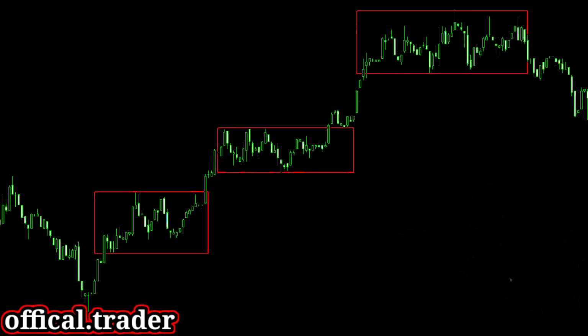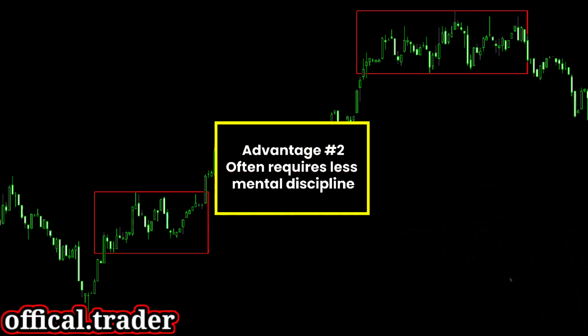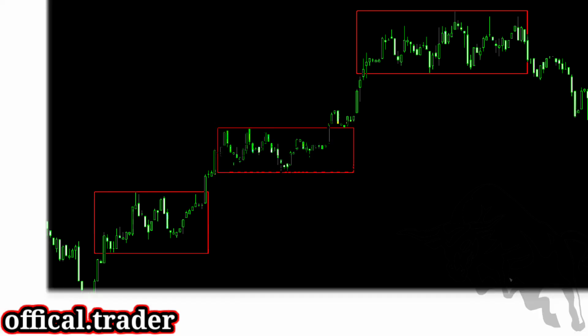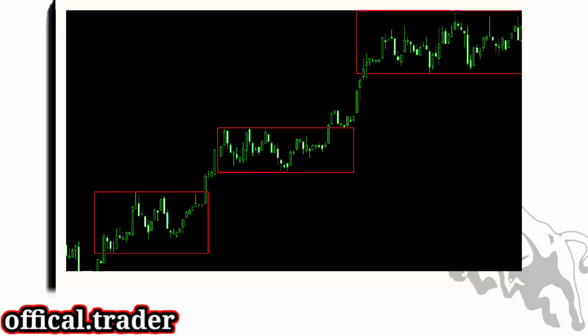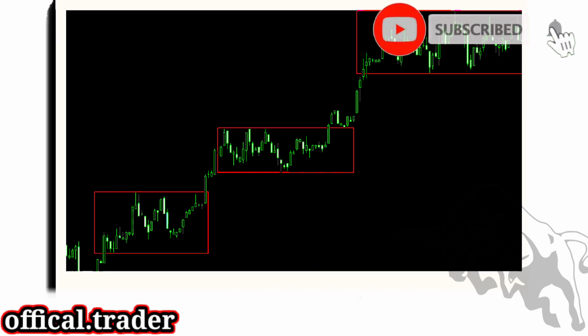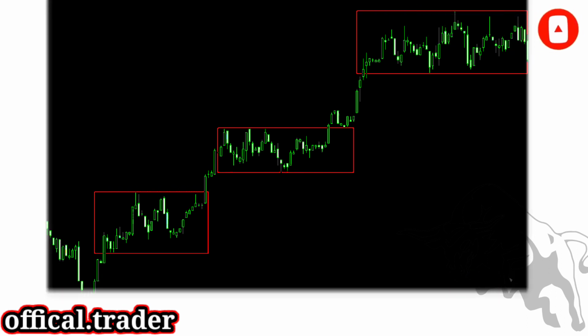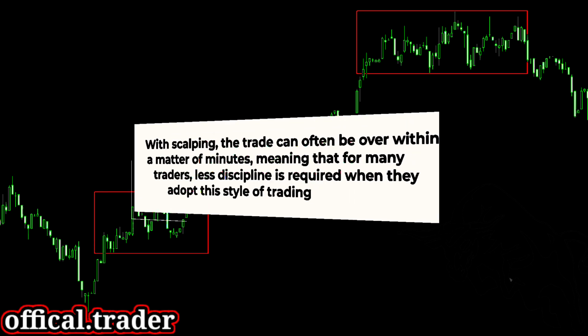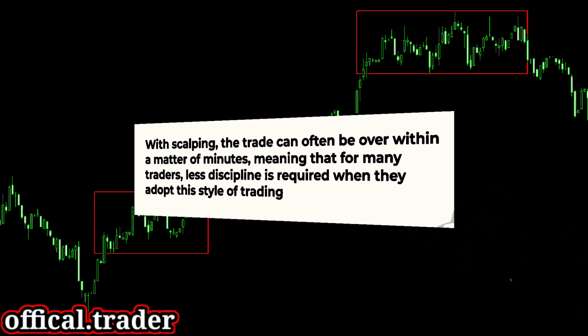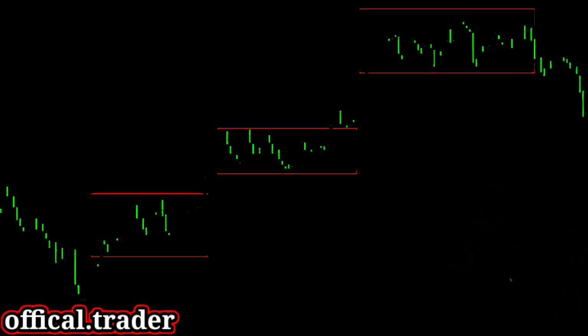The second advantage of scalping is that it often requires less mental discipline. Many traders find it difficult to hold on to trades for hours or even days. They become impatient. It's very easy to get scared out of a trade when it's been going against you for a long period of time. It's even easier to feel tempted to close a trade prematurely before it hits your profit target. With scalping, the trade can often be over within a matter of minutes, meaning that for many traders, less discipline is required when they adopt this style of trading.